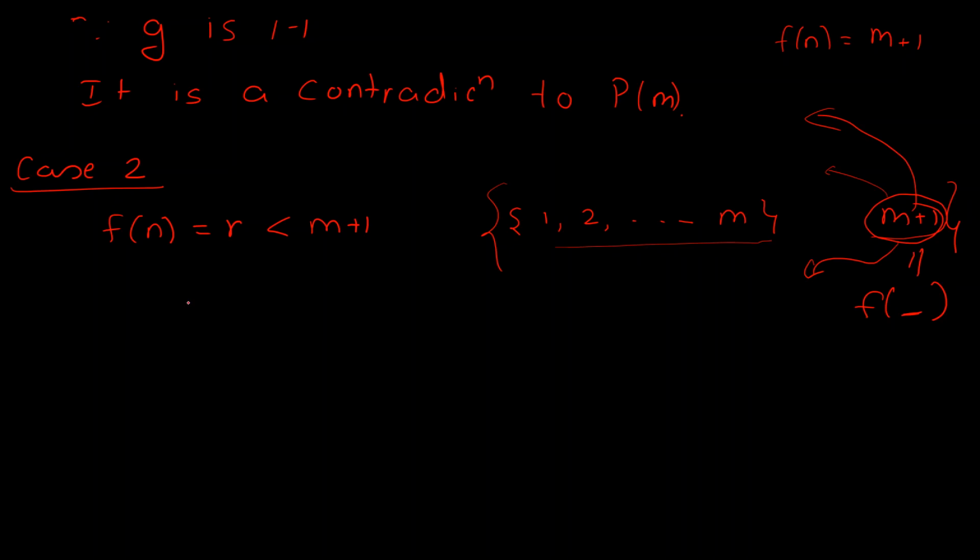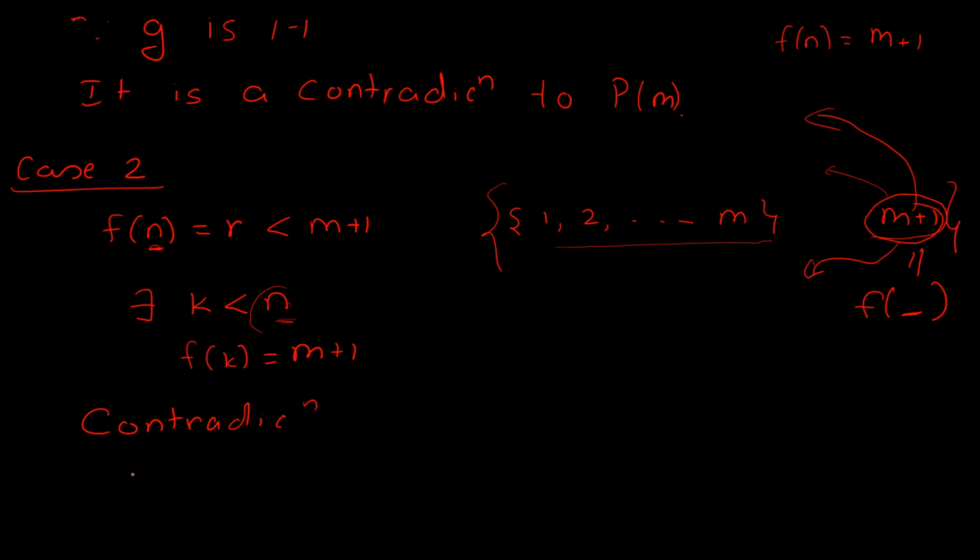So I will say that there exists some k which is less than n, obviously less than n because the highest number is already mapped to some r. So there exists some k less than n such that f of k is equal to m plus 1. Now again this becomes a contradiction. Why? Because for such an n, for any k less than n, I had assumed there does not exist a function which is 1-1. So again this is a contradiction.